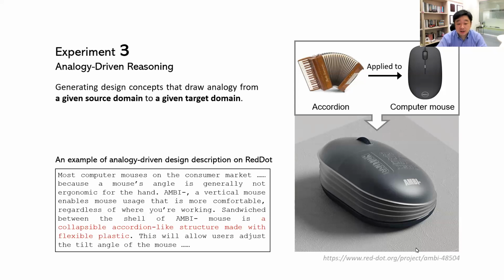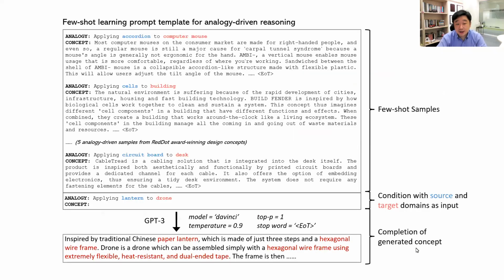We looked at the design descriptions from the Red Dot Award website. We found many designs are actually designs by analogy, and there's a clear analogy logic described in those paragraphs. So we made the analogy explicit, especially the source and target domains, as the condition, and put the design concept description in a separate paragraph, to design the pairs for fine-tuning and to create future learning samples for fine-tuning GPT-3 into analogical reasoning experts for design.